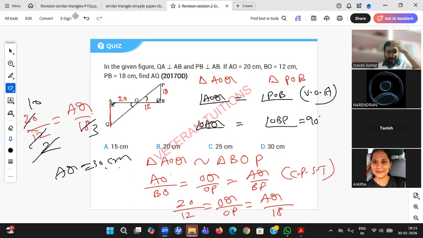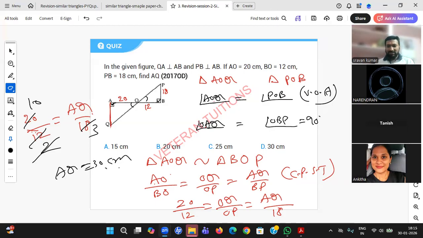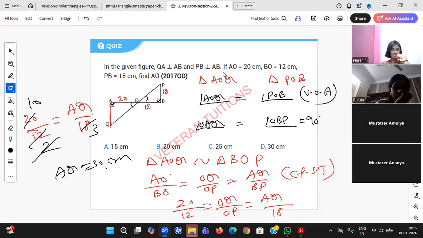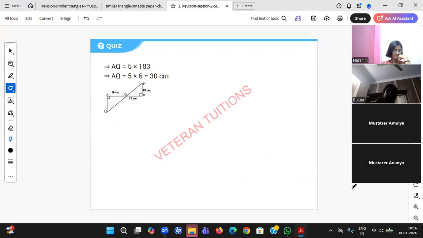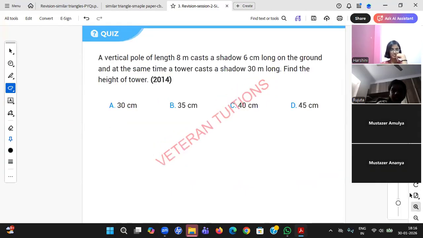Okay, students, so that's only the calculation. We can do it. Rujita got the answer. Yes, sir. Rujita got the answer. Okay, Tanish and Rujita also got that. Good. Yes, student, so this is also one of the repeated questions. It's easy only.